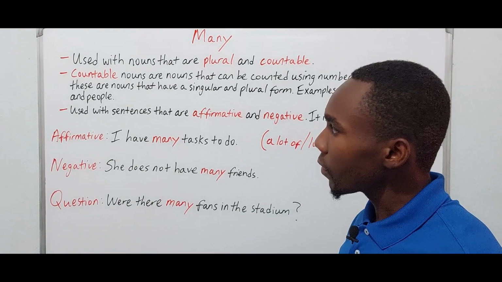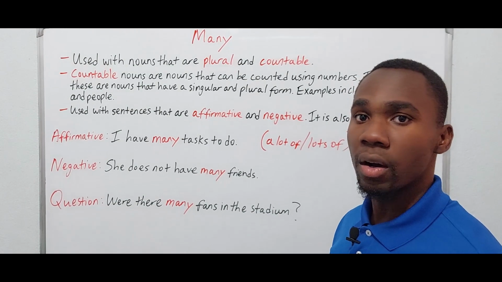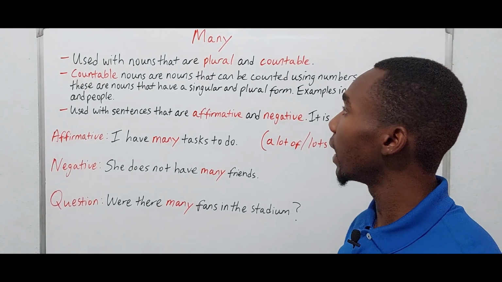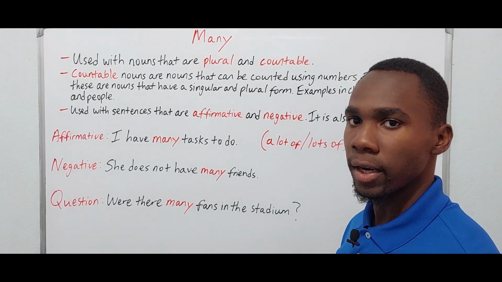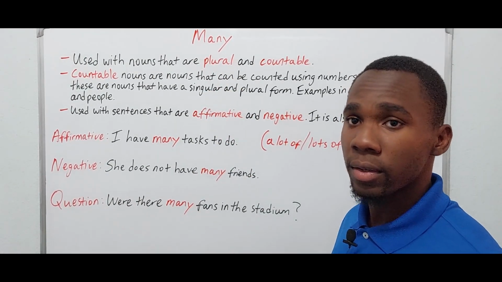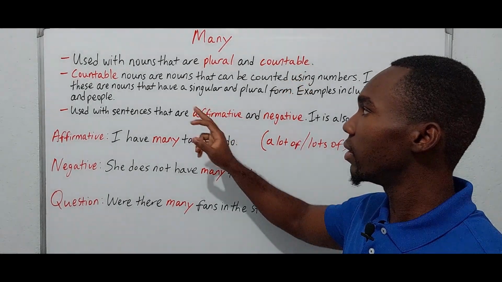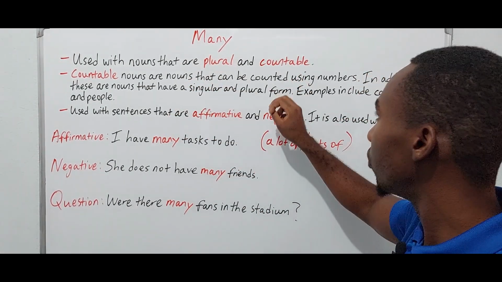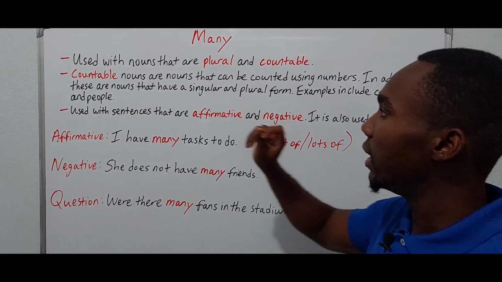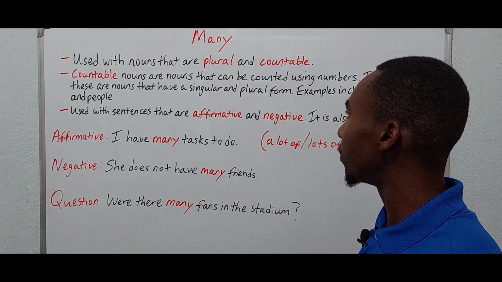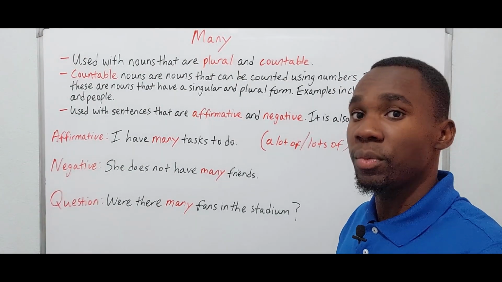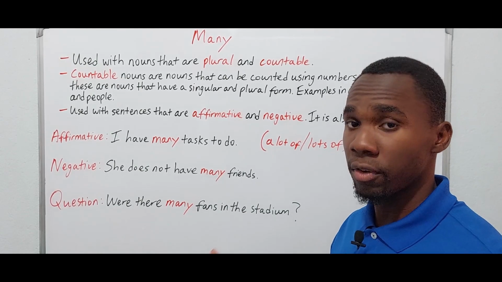So we'll start with the uses of many. So many is used with nouns that are plural and countable, right? Of course, you know what plural means, meaning more than one. But countable means that the noun can be counted using numbers, right? So in addition, these are nouns that have a singular and a plural form. Okay, so a countable noun is a noun that can be counted using numbers, which means that it has a singular and it has a plural form, right?